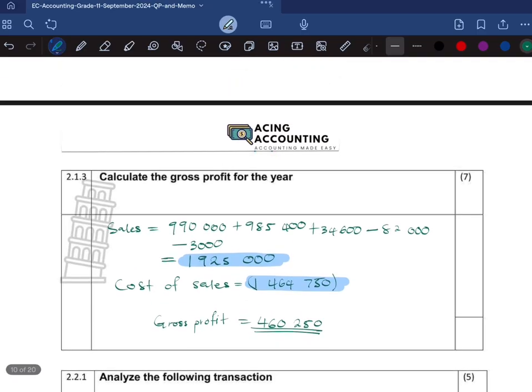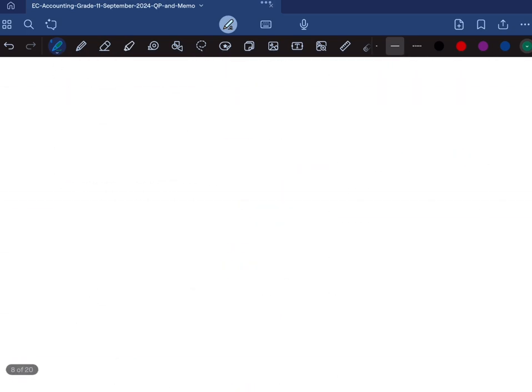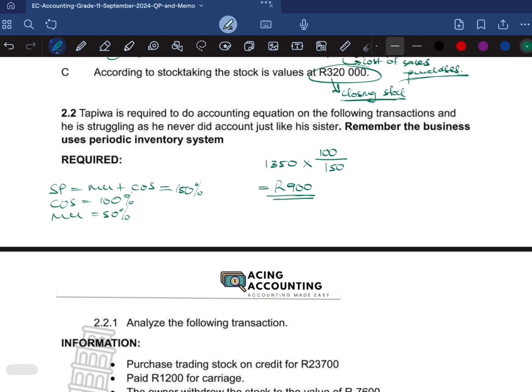Okay, so that is 2.1.3. And then the last question, which is 2.2, says Tapio is required to do accounting equation on the following transactions, and he is struggling as he never did accounting just like his sister. So remember that the business uses the periodic inventory system. Right, the periodic inventory system.